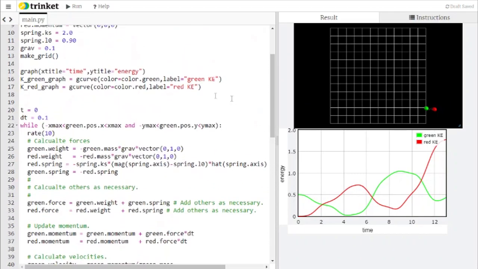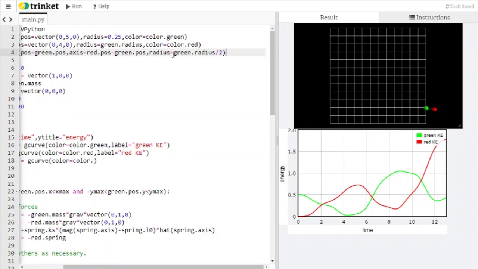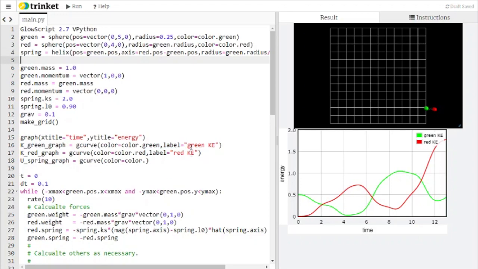Let's see. What other kinds of energies do we have at work here? We've got the kinetic energies. Now we need to look at potential energies. The first one that should hopefully be obvious is the potential energy for the spring. So we'll have U spring graph equal G curve, color equals color dot. What's the color of our spring? I don't think I actually specified one. Let's make that one blue. How about that? We'll give it the label spring PE for spring potential energy.